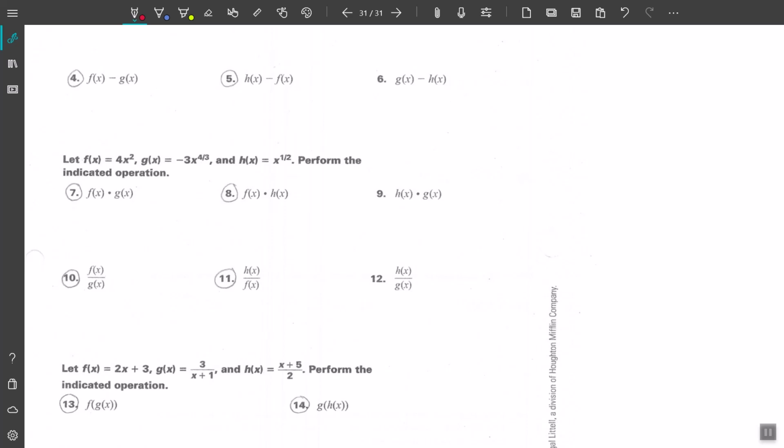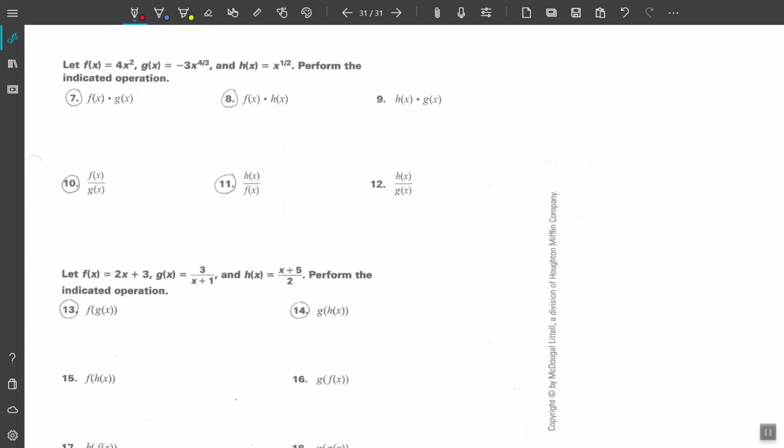All right, same deal on number 10 and 11. This time we're dividing. So we're going to have 4x squared divided by negative 3x to the 4/3. It looks weird, it looks a little bit scary, but let's just follow the rules. So the rules have always said when you're dividing exponential expressions to divide the coefficients.